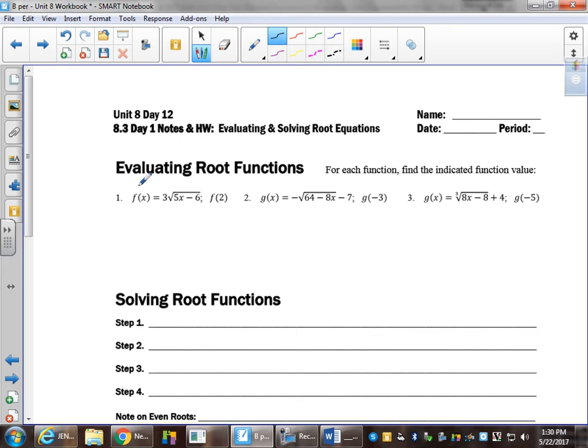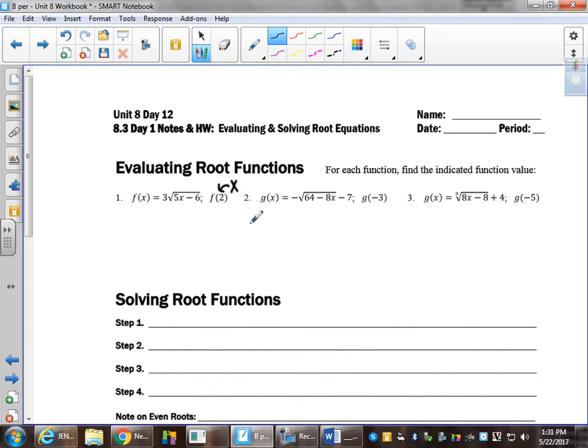This will be day 12 notes on evaluating and solving radical equations. So first we have 3 warm-up questions that ask us to evaluate. We're used to using function notation where it says f of something. And I hope that when you read something like f of 2, we're realizing that that is a value for x that we would plug in.